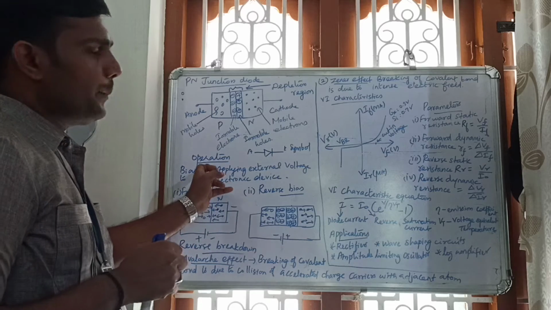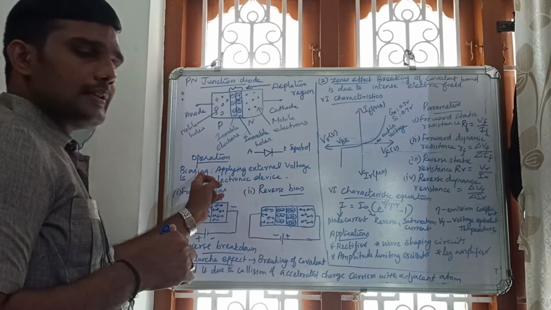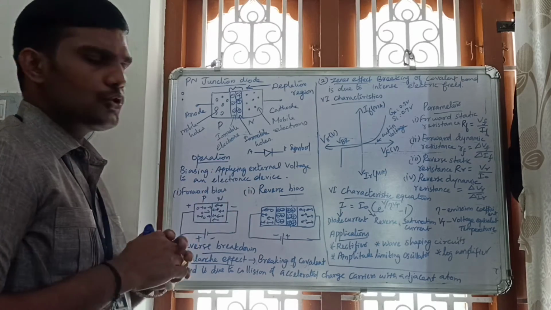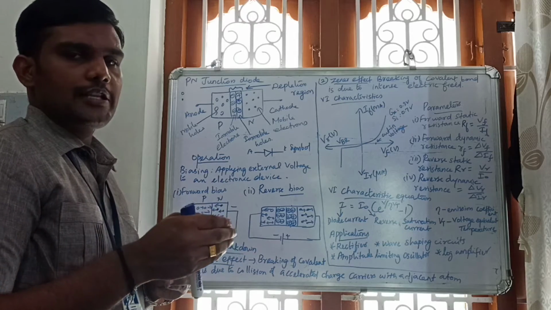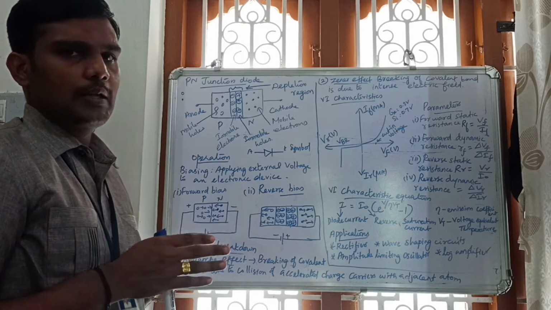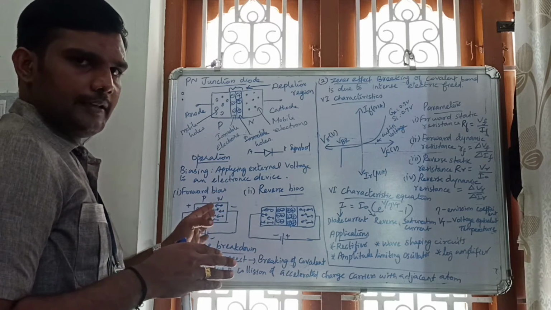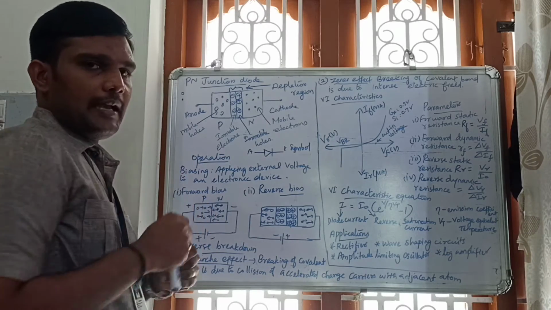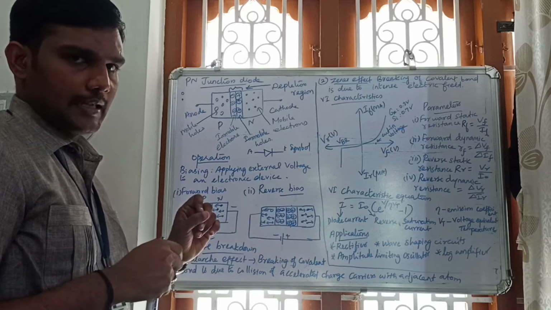Next, let us see the operation of PN junction diode. So actually, what is meant by biasing? Biasing means applying external voltage to an electronic device. So applying external voltage to any electronic device is known as biasing. Here we are applying the external voltage to the PN junction diode. There are two types of biasing in PN junction diode, forward biasing and reverse biasing.